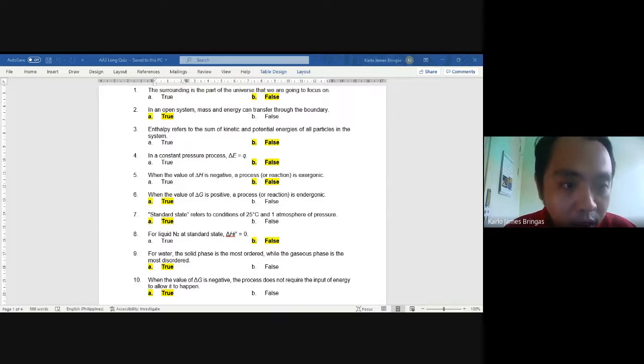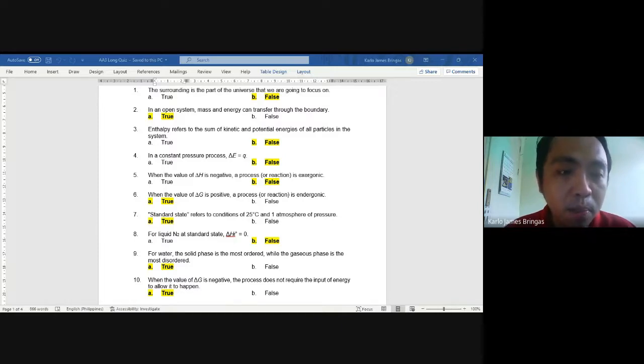We have number three. Number three tells us that we have the following. Enthalpy refers to the sum of kinetic and potential energies of all particles in the system. So this one is false. It's not enthalpy, it should be internal energy rather. The internal energy of the system is the sum of the kinetic and potential energies of all particles making up our system. So that's number three.